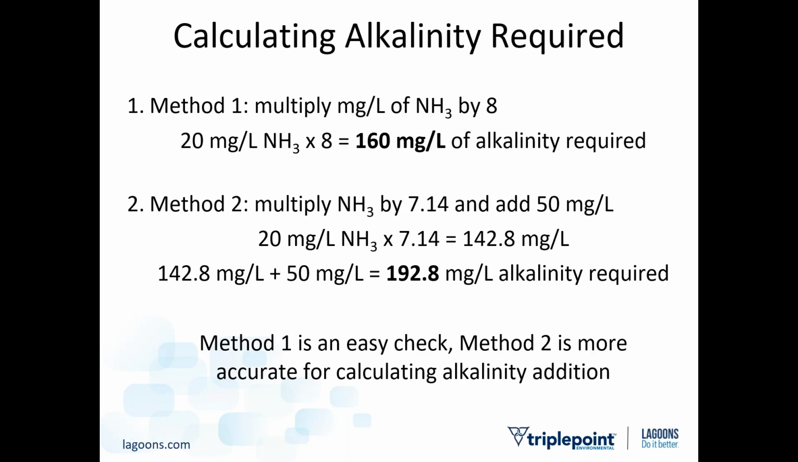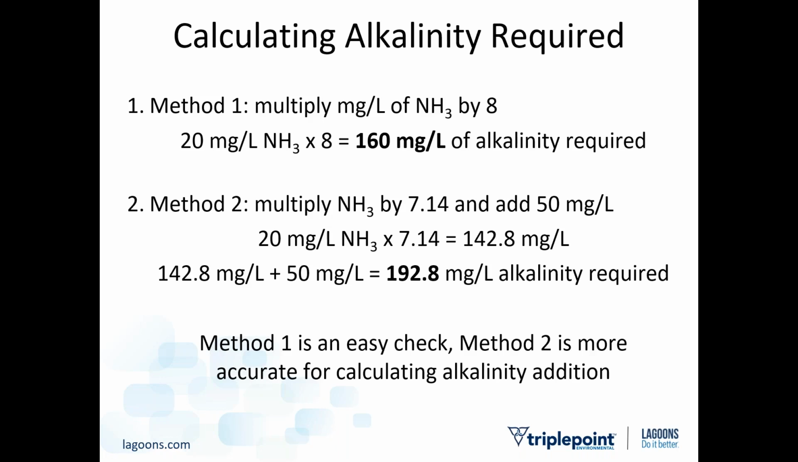So in this one, you take the exact 7.14 that the scientists have provided us, multiply that by your ammonia that you're trying to remove, and then you add your margin of error, your residual alkalinity, which can be 50 to 100 milligrams per liter. So in this case, we take our 20 times 7.14 is 142.8, add 50, and that gives us 192.8 milligrams per liter of alkalinity required.